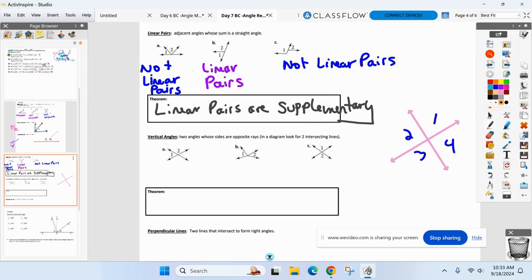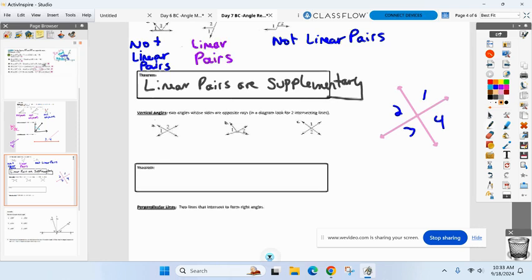Linear pairs. I already have a name for 2 and 3, linear pairs. The only thing I really don't have a name for are 1 and 3 and 2 and 4, but now I do. They're called vertical angles. Okay, they're called vertical angles. All good?